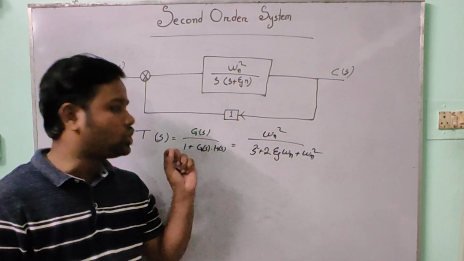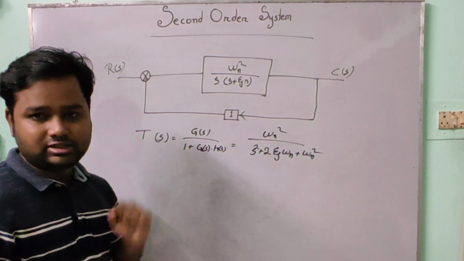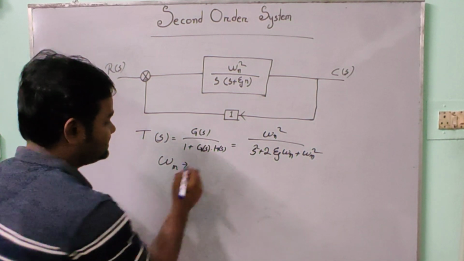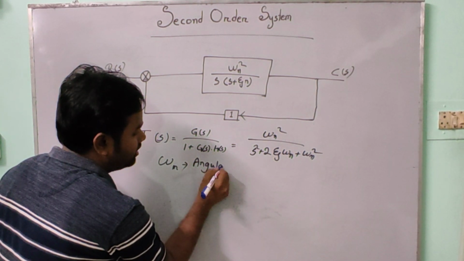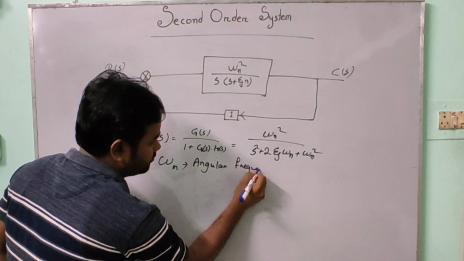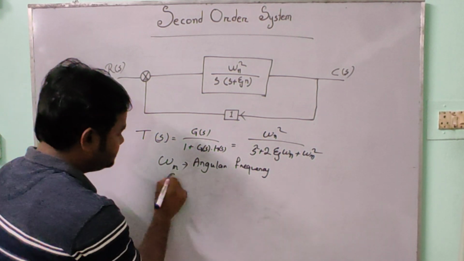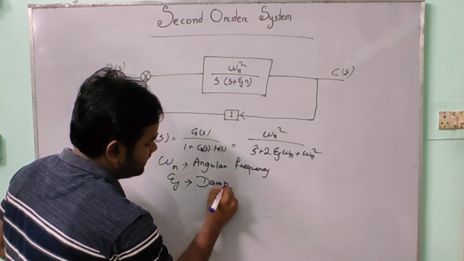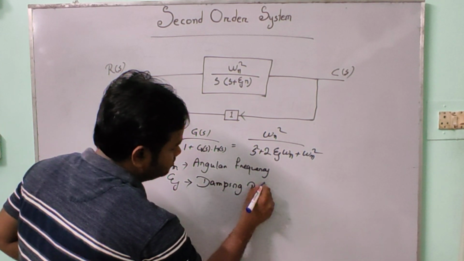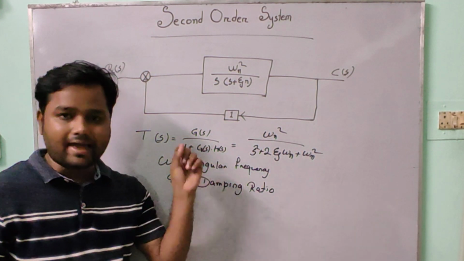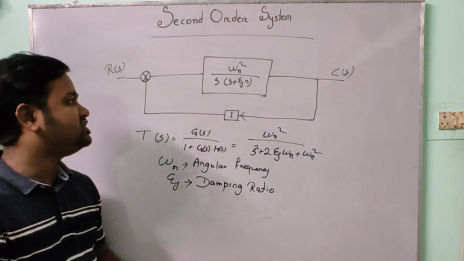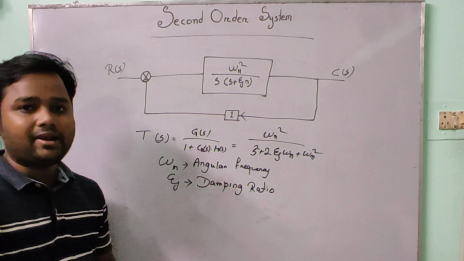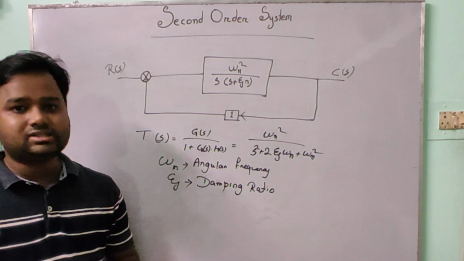Here some basic terms are there, that is omega n and zeta. We know that omega n is the angular frequency. Then zeta is the damping ratio. Depending on the value of zeta, the damping nature of the transfer function or the model changes. So the zeta value changes from 0 to some value.